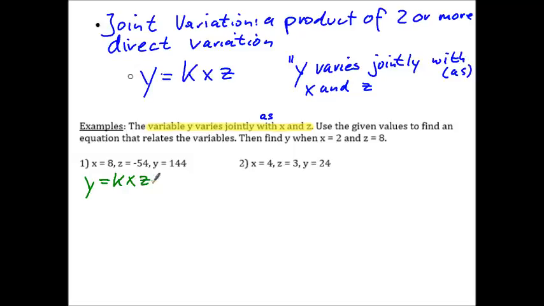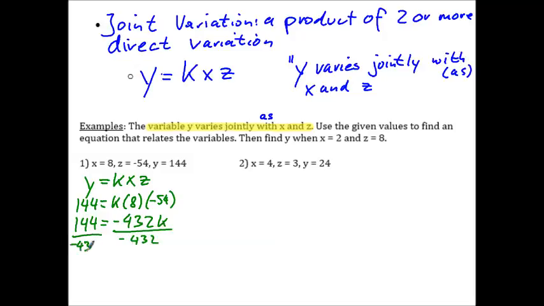Starting off with our equation, y is equal to k times x times z. We're now going to plug in all the numbers that we have. 144 is equal to k times 8 times negative 54. Using our superior multiplication skills, or maybe our calculator, we can say that 144 is equal to negative 432k. Now let's divide both sides by negative 432, and we get negative 1/3 is equal to k.